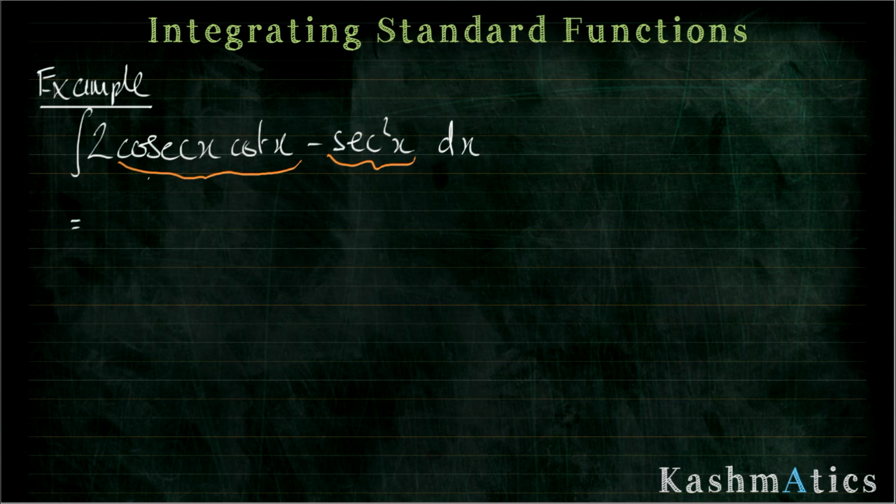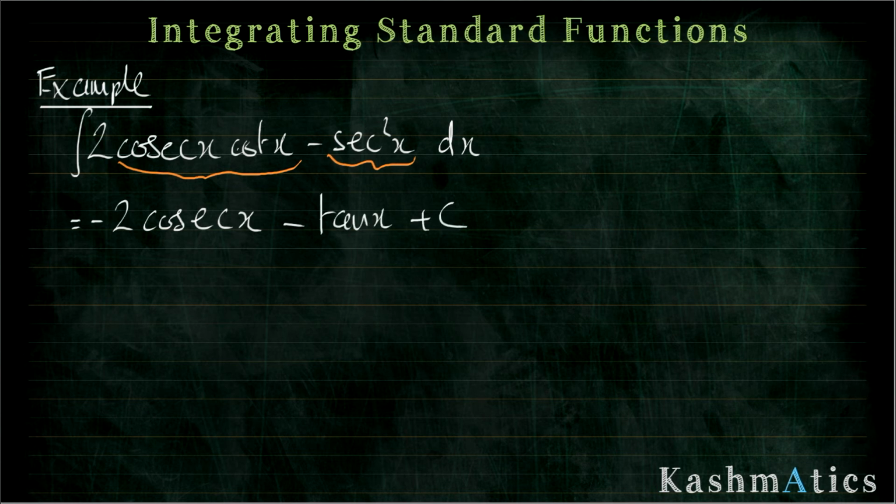Cosec x, when you differentiate it, becomes minus cosec x cot x. So when I integrate cosec x cot x, it'll be minus cosec x. So that'll be minus 2 cosec x. Take away, now the derivative of tan is sec squared, so the integral of sec squared is tan. So it'll be take away tan x plus c.